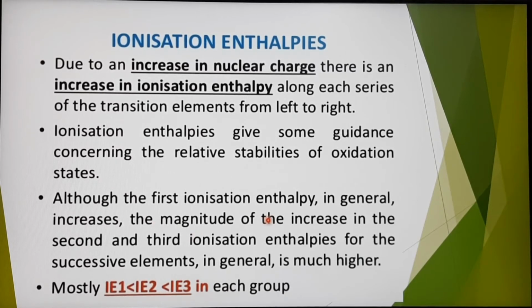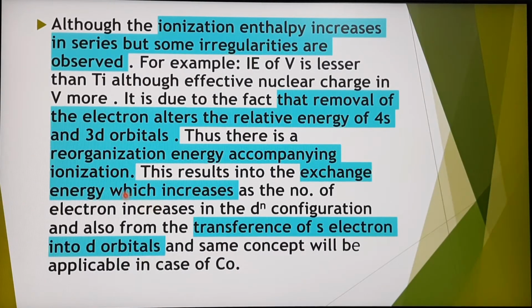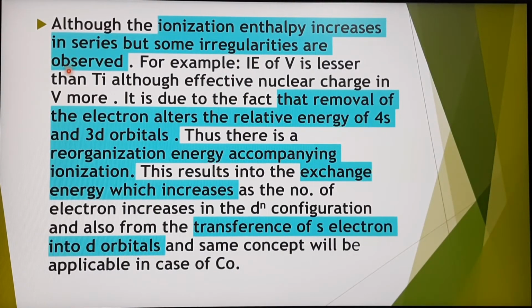Now if we study the data, although the trend is general, somewhere irregularities are observed in the data of ionization enthalpies. These irregularities can be explained by one important phenomenon known as reorganization energy. Suppose we take the example that the ionization enthalpy of vanadium is lesser than titanium, although the effective nuclear charge in vanadium is more, so ionization enthalpy should be more, but here there is some irregularity in the data.